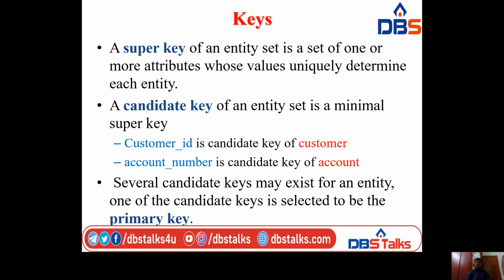Here comes the first one, a super key. A super key of an entity set is a set of one or more attributes whose values uniquely determine each entity. Here we can take one or more attributes which can determine the record or tuple. That is a super key. Now coming to the candidate key. A candidate key of an entity set is a minimal super key. From that, taking a minimal super key is called a candidate key.